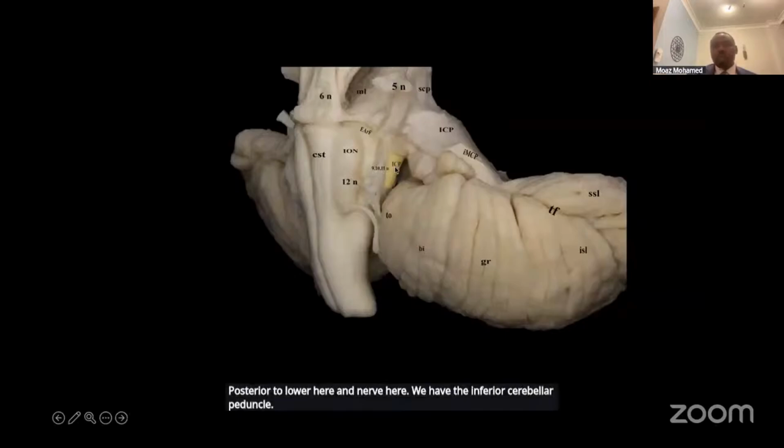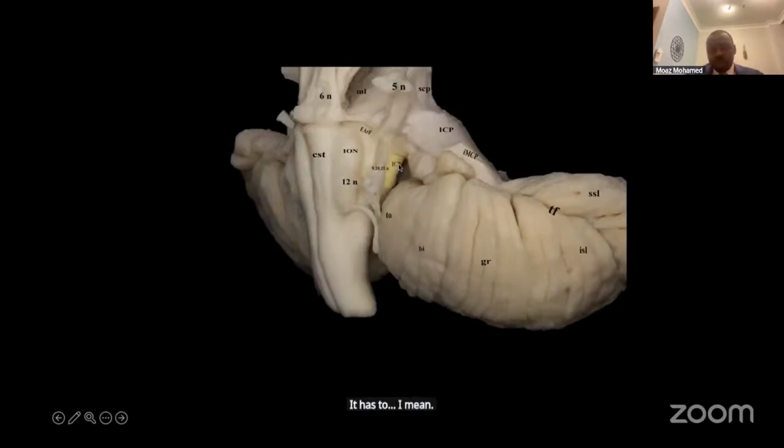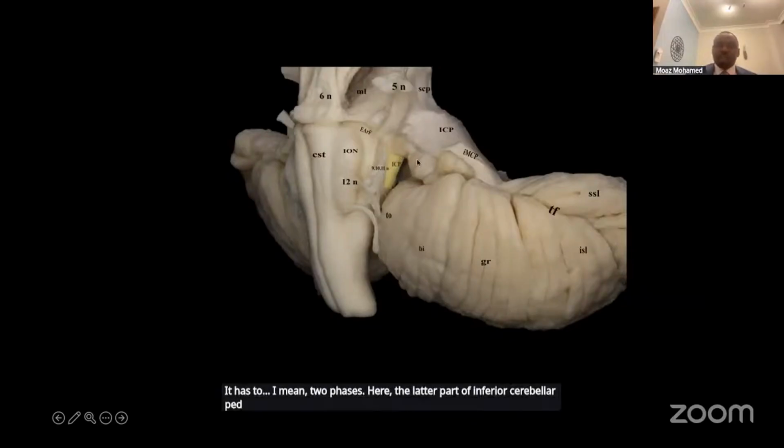It has two faces. Here, the lateral part of inferior cerebellar peduncle, and also we have a posterior part. We will see it when we discuss the fourth ventricle.